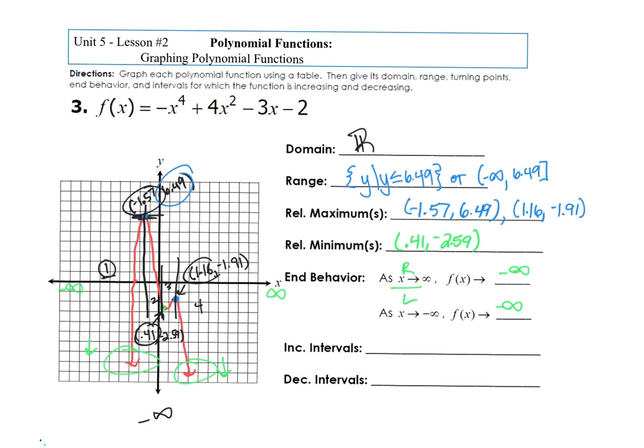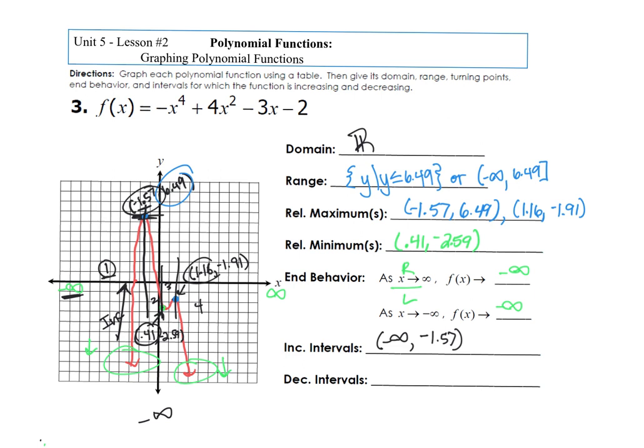So in section 1, which is from negative infinity to -1.57 for x, from left to right, this is going up between those two values. That's increasing. So we say our increasing interval is from negative infinity to -1.57. So we're going up between those two x values.